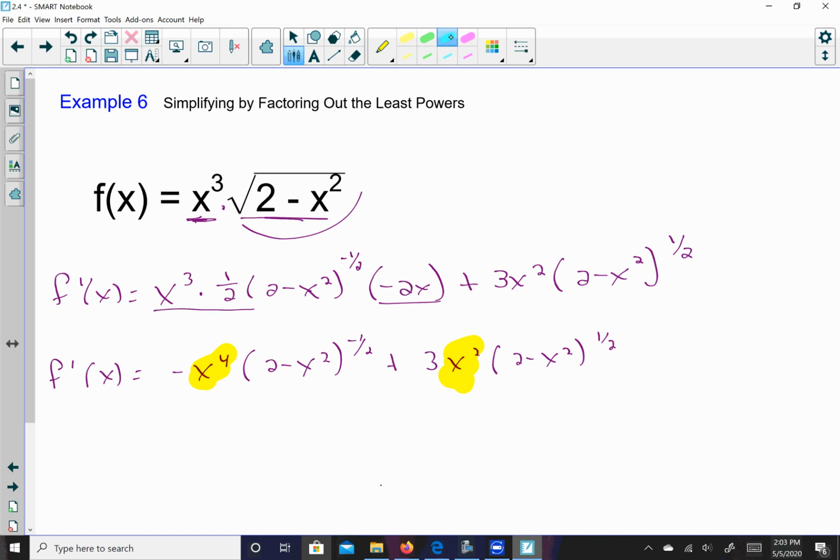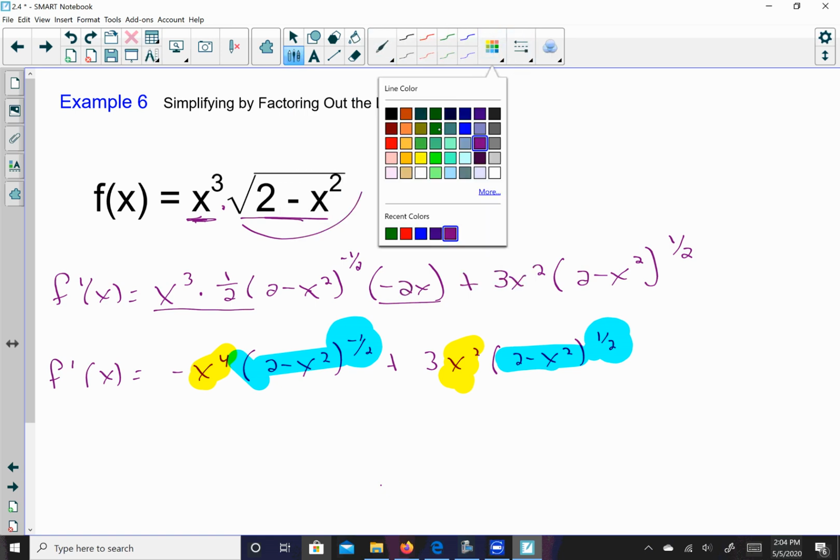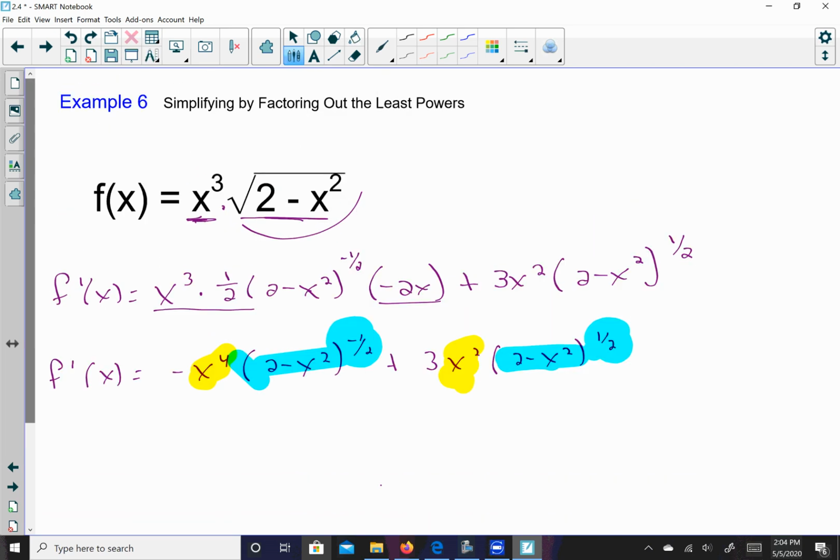What I also need to notice is when I look at these parentheses, this 2 minus x squared and 2 minus x squared are the same factor. One's raised to the negative 1/2 power, the other one's raised to the positive 1/2 power. I'm going to factor out the lowest power. The lowest power between negative 1/2 and positive 1/2 is negative 1/2. So I'm going to factor out that 2 minus x squared to the negative 1/2 power while I'm factoring out those x's. So let's see what that looks like. New color here. All right, so I decided to factor out an x squared. I'm just going to factor out a positive. I'm not going to bother with a negative. And I'm going to factor out this 2 minus x squared to the lowest power, which is negative 1/2.